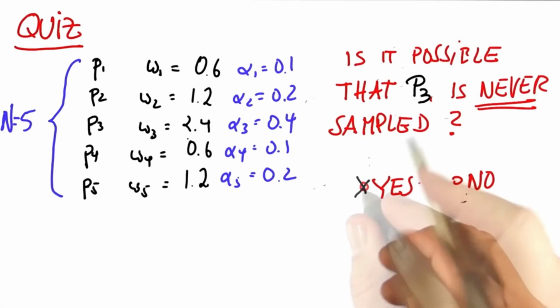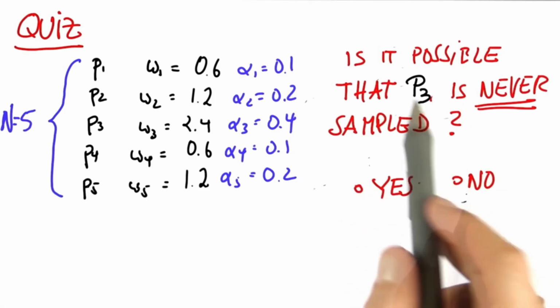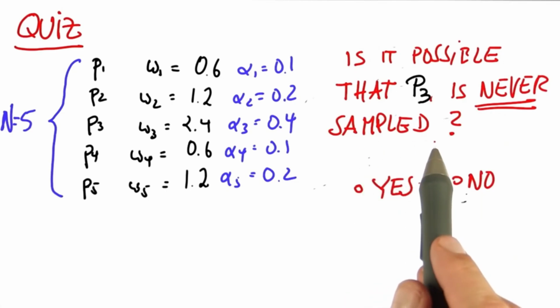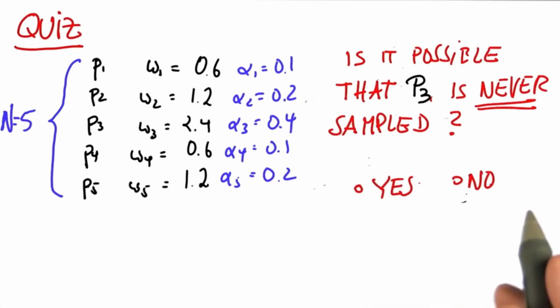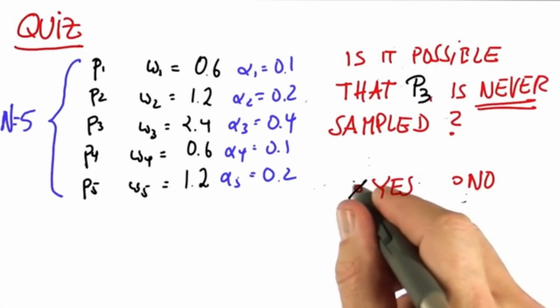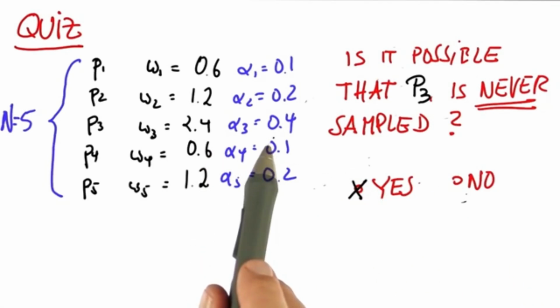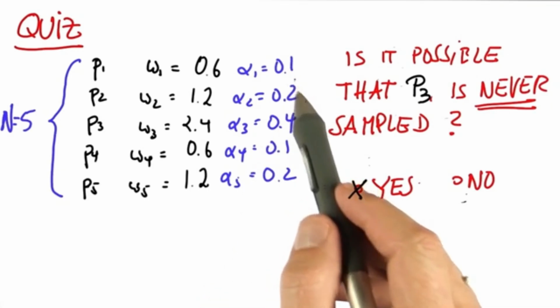Let me now ask the same question about P3, which is the particle with the largest importance weight. Please check yes or no. Is it possible that P3 is never sampled in the resampling step? Yes or no? And the answer is yes again. Even though this importance weight over here is large, it could happen that in each of the 5 resampling steps we pick one of the other 4.